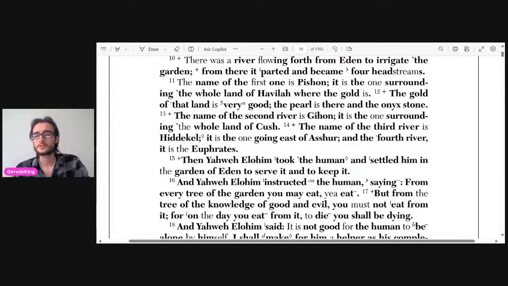The name of the second river is Gihon. It is the one surrounding the whole land of Cush. The name of the third river is Hiddekel. It is the one going east of Ashur. And the fourth river, it is the Euphrates.